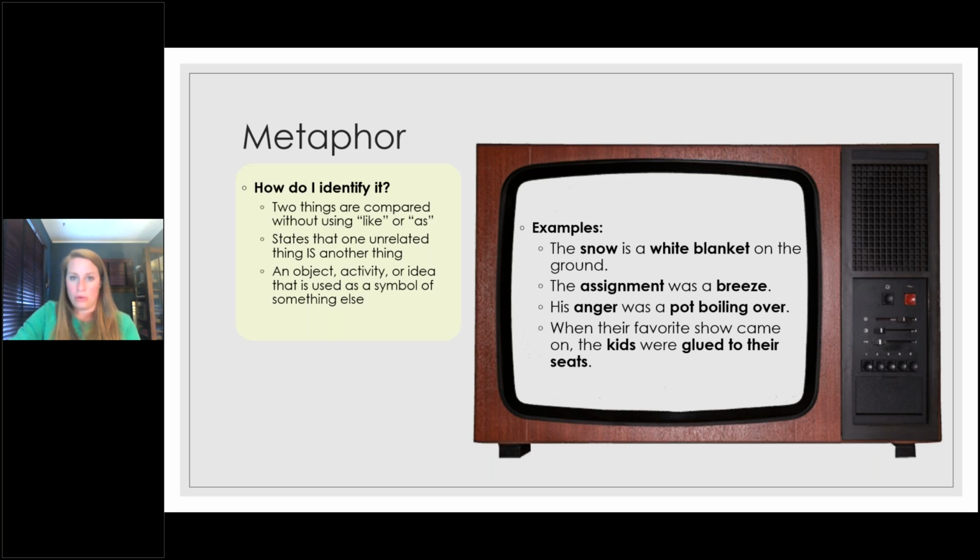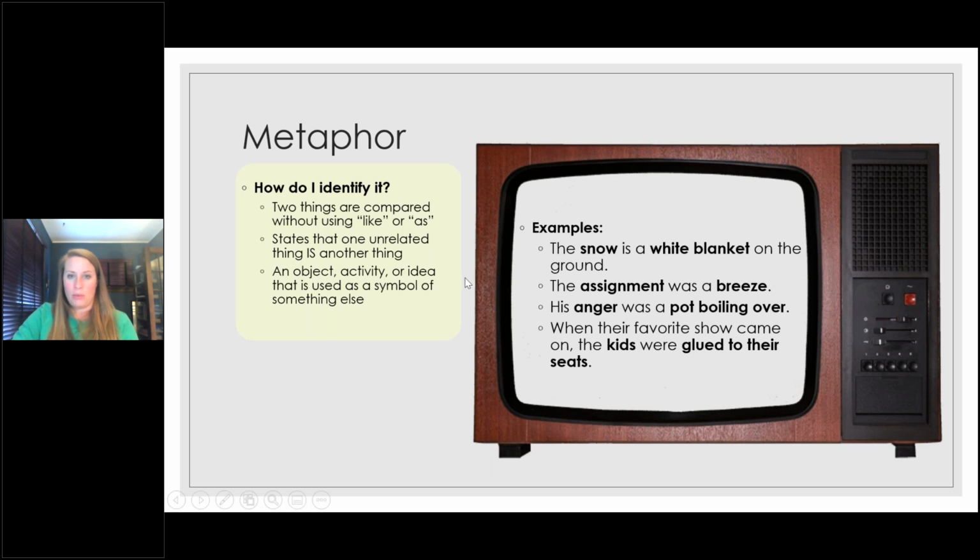So for example, looking at this first one here, the snow is a white blanket on the ground. If we had said the snow is like a white blanket on the ground, that would actually make it a simile. And that one little change of taking out the word like now makes it a metaphor. So we could certainly imagine looking outside after waking up in the morning, seeing a blizzard has come and now the whole ground is just covered in snow. And it might look similar to a white blanket. So we're using the white blanket as a symbol of the snow on the ground.